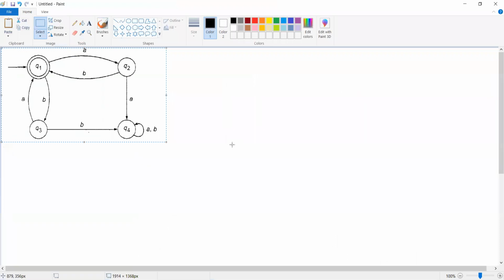Now please have a look at this. What is the present consideration here? The present consideration is initial state itself is the final state. As the initial state itself is the final state, what do we have to do now? We need to introduce a new initial state. So first, I need to introduce a new initial state.